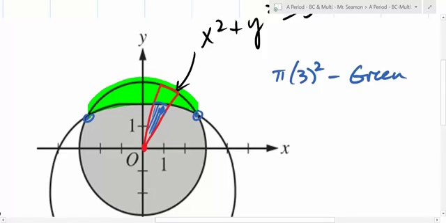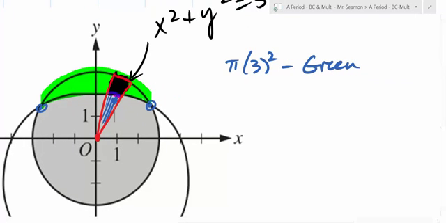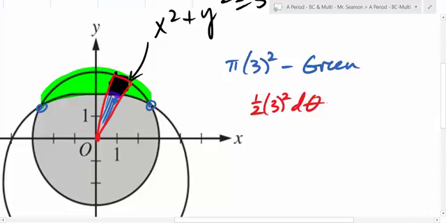So every time we do this, we're looking to find the area of the end cap here. You see this end cap right here, that I just shaded in? That's what we're looking to add up. So how many radii are we looking at? We're looking at the big radius minus the small radius. So the big red slice right there is 1/2 3 squared d theta, because it stays the same.